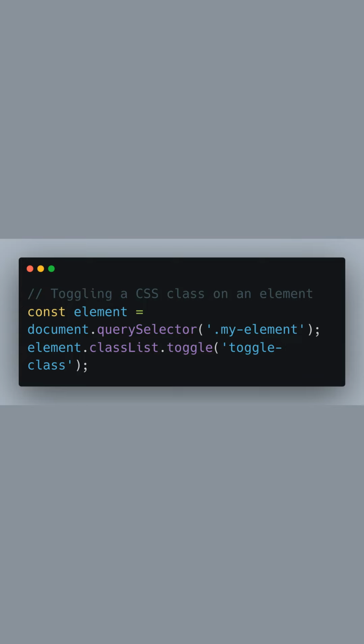Toggling a class is an efficient way to switch a class on and off. By using classList toggle and providing the class toggle class, our script checks if the class exists. If it does, the class is removed. If not, it's added. This is great for situations like highlighting a selected item in a list.